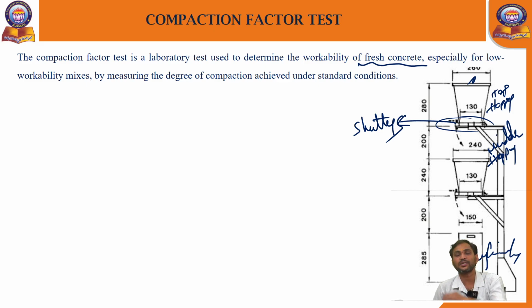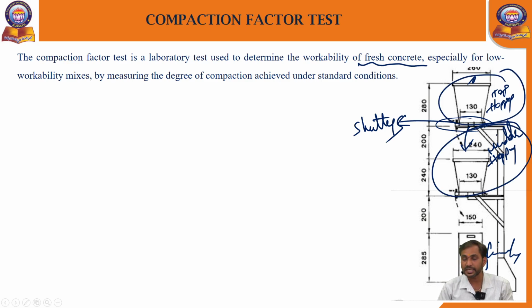After filling the concrete up to the top level of the first hopper, you just open that shutter, and the concrete is transferred into the second hopper. When it is transferring, the second hopper shutter must previously be closed. When the concrete is transferred from the first hopper to the second hopper, only part of the quantity is taken in by the second hopper, and the remaining quantity falls down. Why? Because the dimensions of the first hopper and second hopper are entirely different.